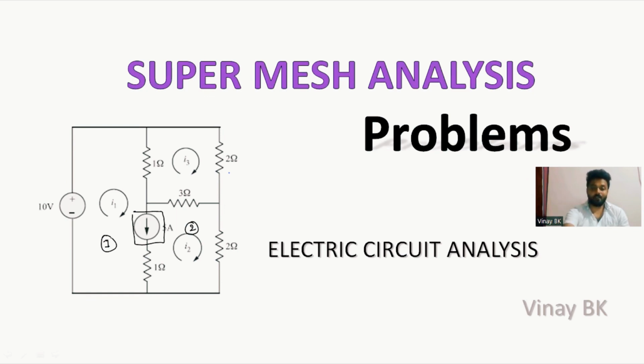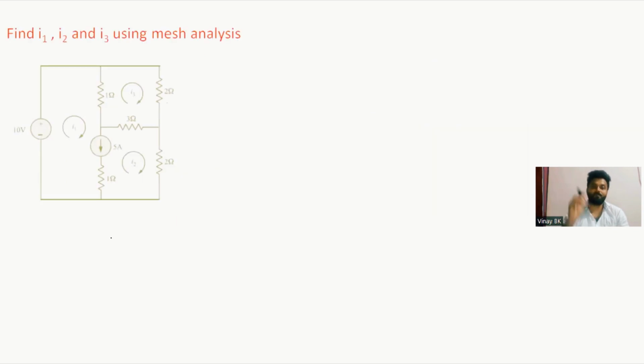Okay, so now let's solve one problem from this. Find I1, I2, I3 by using super mesh analysis. You can see they have only given the direction of current and direction of loop. So here this is I1, and here there is I2, and in this loop it will have I3. You need to find these values I1, I2, I3.